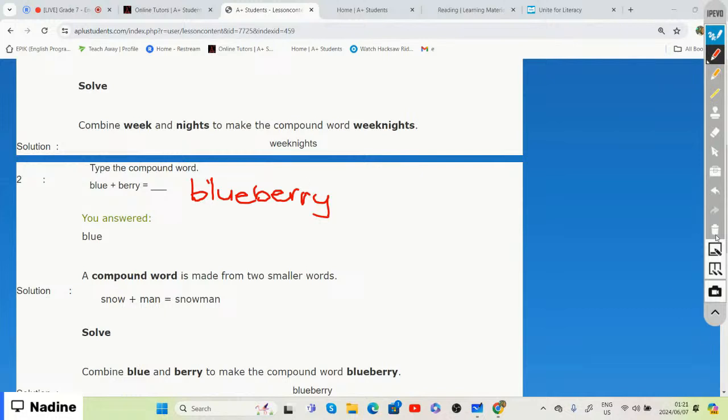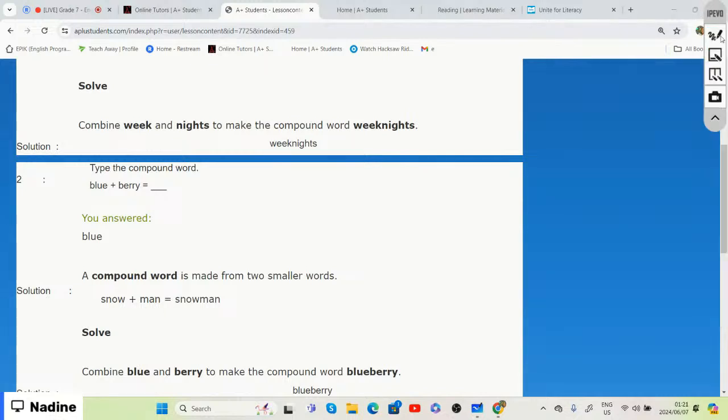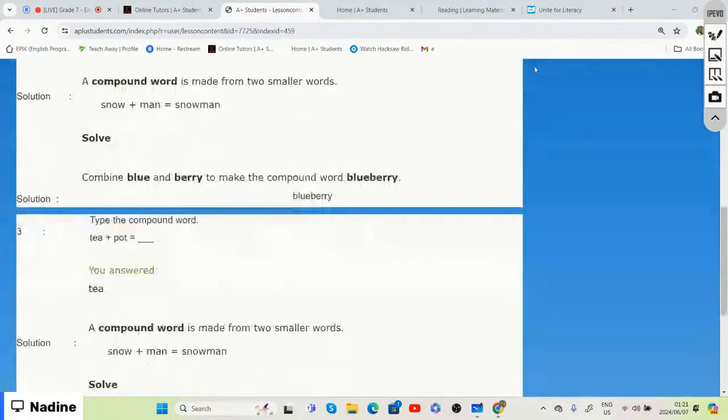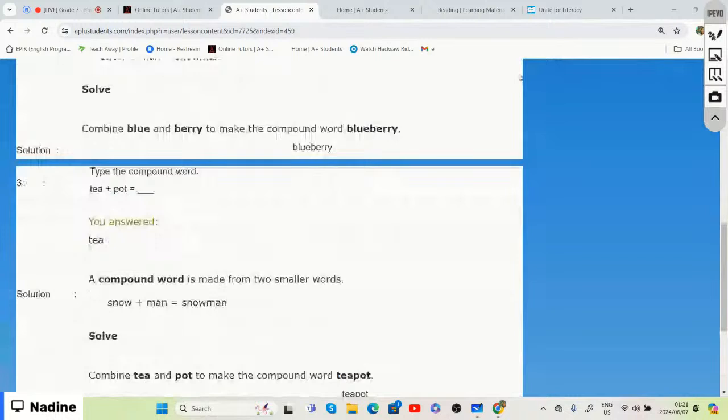So blueberry it is. Can even say blackberry, raspberry, strawberry, right? Those are also words that are compound words. Tea plus pot. What is tea plus pot?